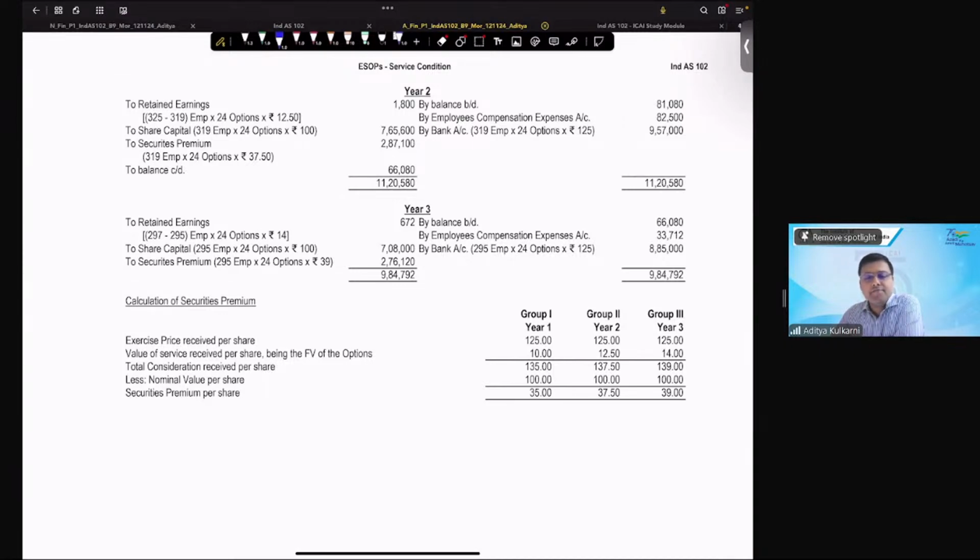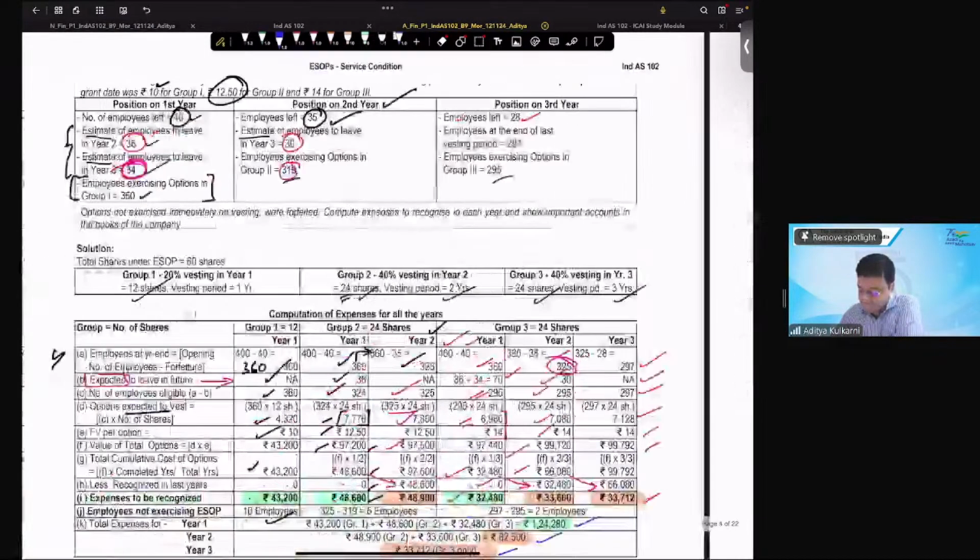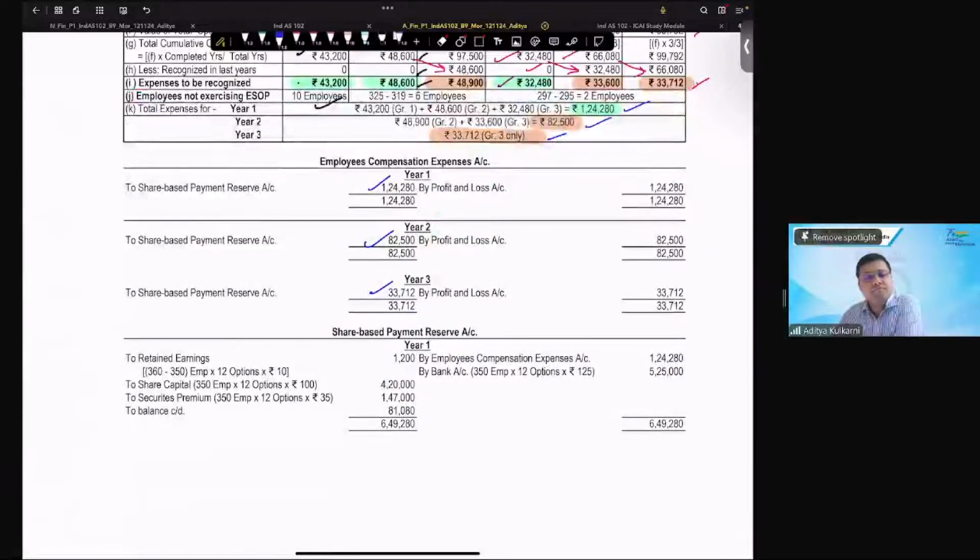All good? Sir, but some issues have happened in first year one, right? आएंगे अभी. That is the exercise you are talking about, right? Correct? आप exercise की बात कर रहे हो?